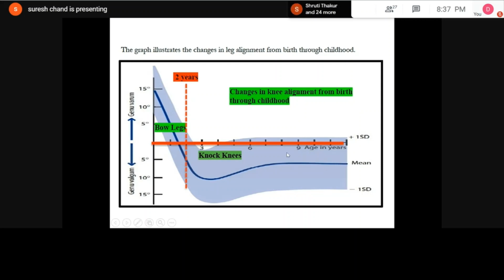For any adult, 5 to 7 degrees of valgus is normal. But from birth, that is not the case. From birth, it comes from the opposite side of the alignment towards valgus, and this is the normal scenario, and which is very crucial while dealing with children with lower limb alignment issues.